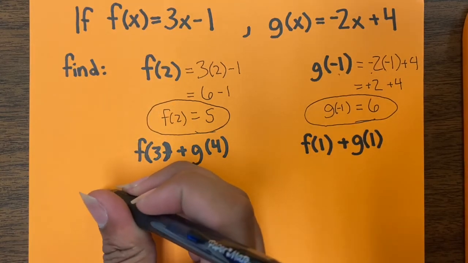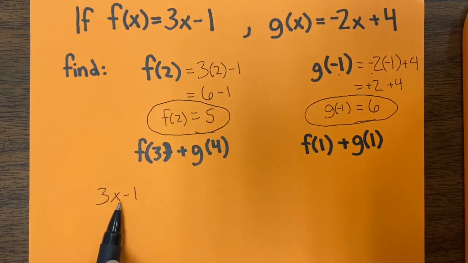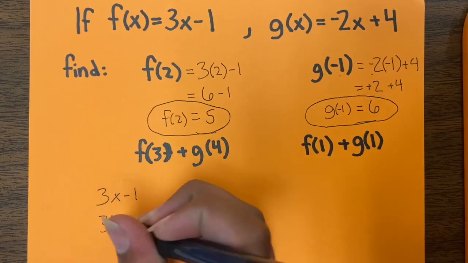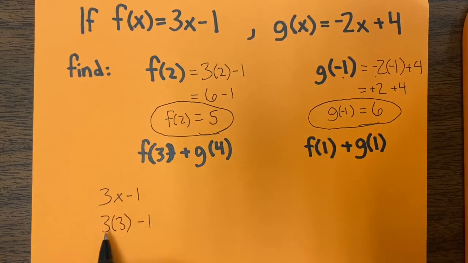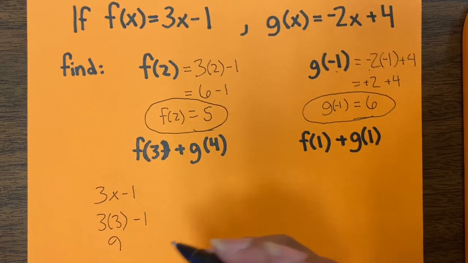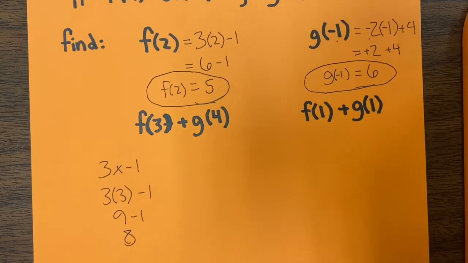3x minus 1. So 3x minus 1, plug in 3 for the x. So 3 times 3 is 9, minus 1 is going to give me 8.